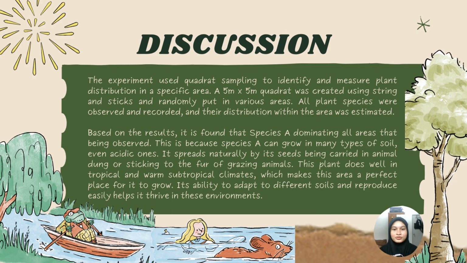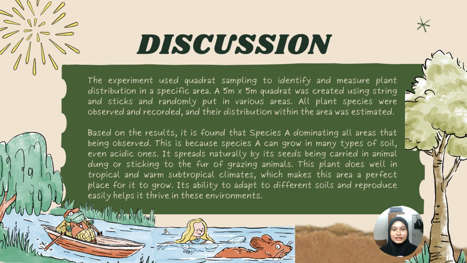The experiment used quadrat sampling to identify and measure plant distribution in a specific area. A 5 meter by 5 meter quadrat was created using string and sticks and randomly placed in various areas. All plant species were observed and recorded, and their distribution within the area was estimated.